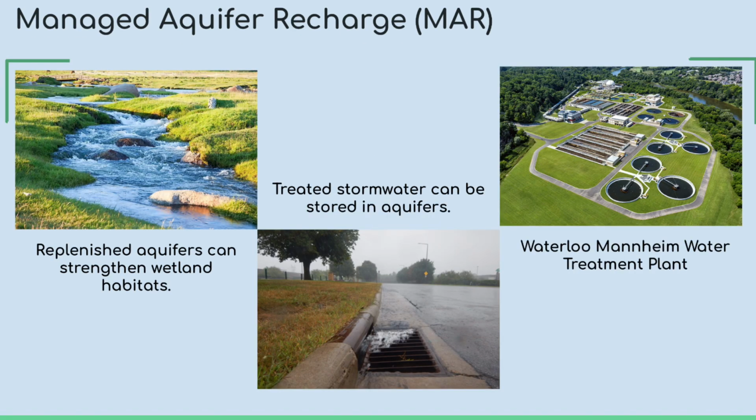Groundwater is often connected to surface water as part of a larger hydrology system, and groundwater discharges into surface water through natural springs. Small amounts of municipal stormwater can be treated before storage in aquifers. Waterloo's MAR system is managed through the Mannheim Water Treatment Plant. They call the process Aquifer Storage and Recovery, or ASR. Its goal is to ensure the availability of sustainable water supply for the city of Waterloo.